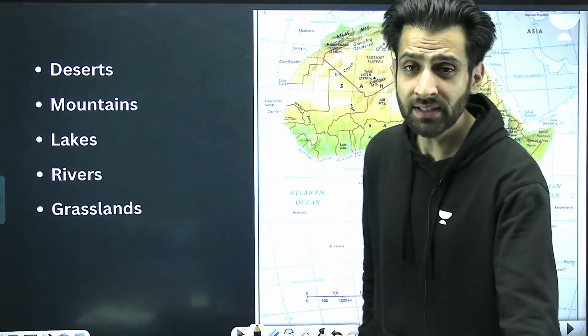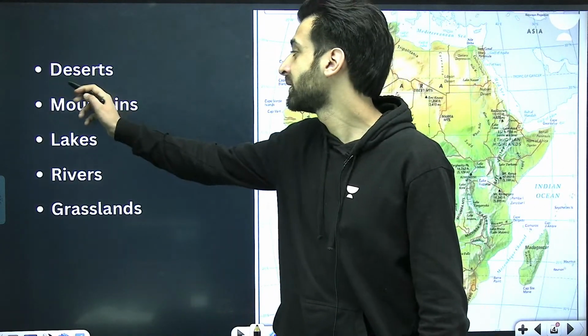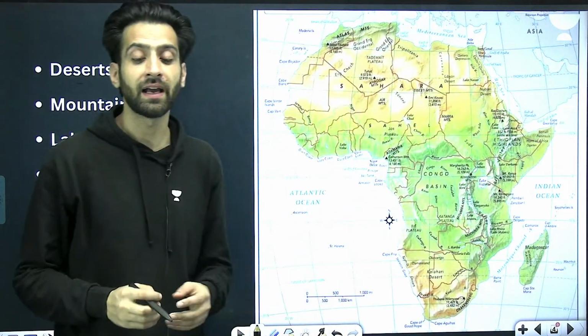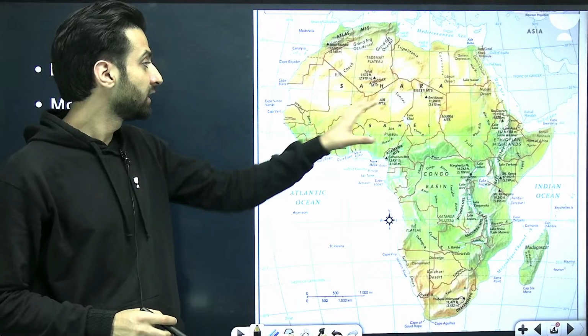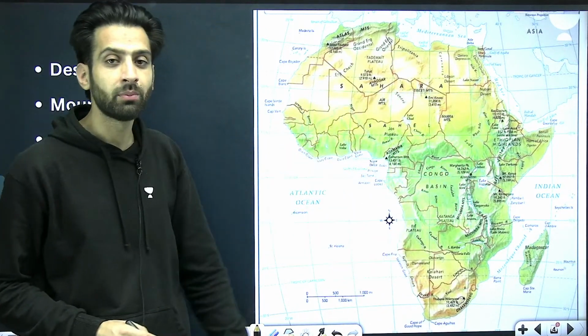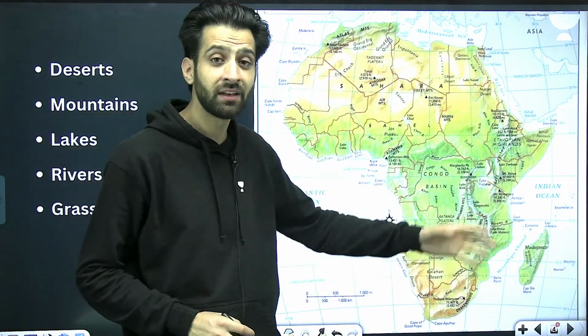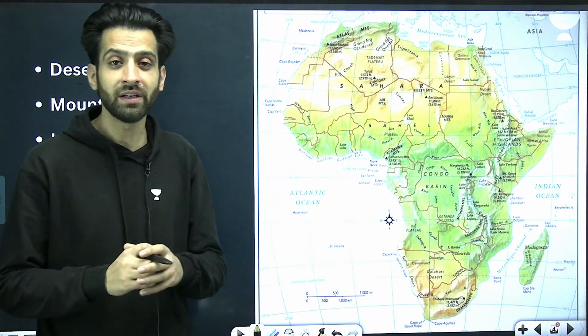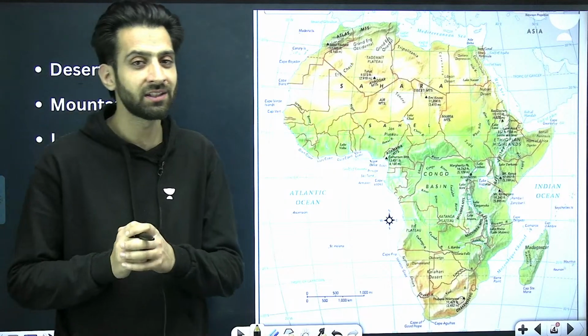Now, what is in the physical features of a map? Deserts, mountains, lakes, rivers, grasslands. If you look at the map of Africa, you will find a lot of these things. You have the Sahara Desert there, you will have the green area in the Congo basin, then you will have mountains, then lakes, there are a lot of lakes. So today we'll be doing all of these, starting with the deserts.